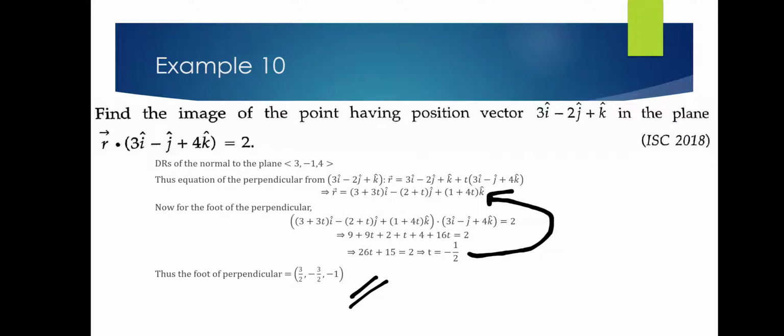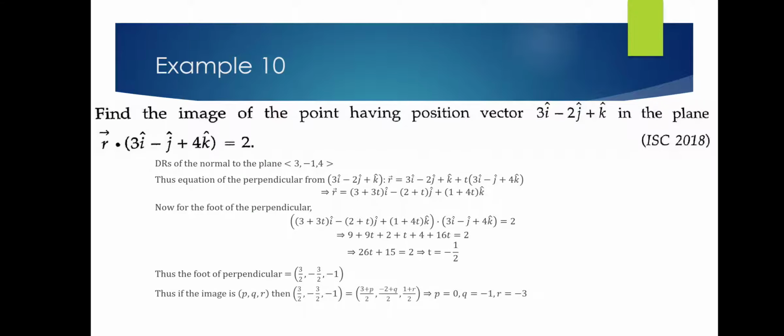Now I know that this is the foot of the perpendicular and this is the point whose image I am trying to find. Now I need to find the image. Obviously this foot of the perpendicular is the midpoint of the line joining the image and the object. Therefore, following that, the image is (0, -1, -3) if I write it in coordinate form. In vector form, it is -j -3k.